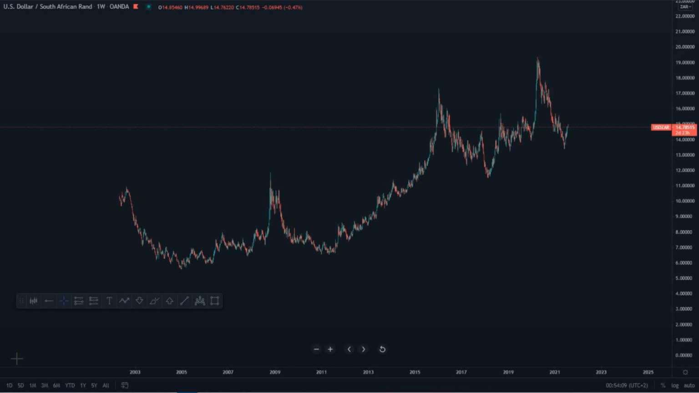Today we'll be just breaking down USDZAR, the dollar versus the South African rand. I'll be showing you from the monthly time frame up until the H1 time frame. What am I seeing on this pair?